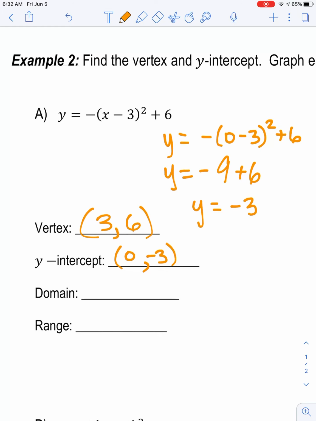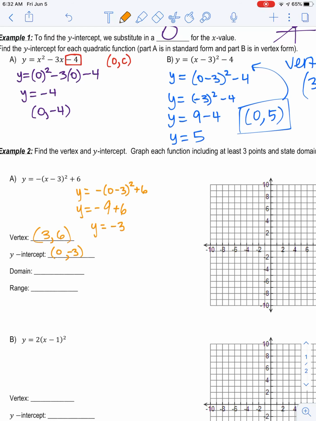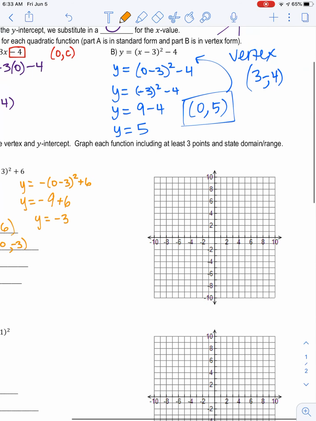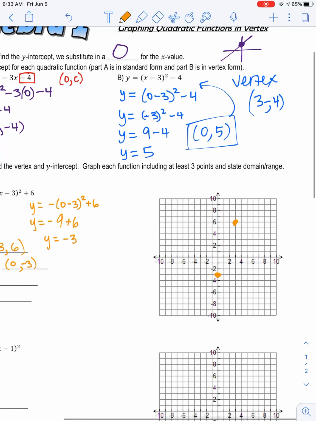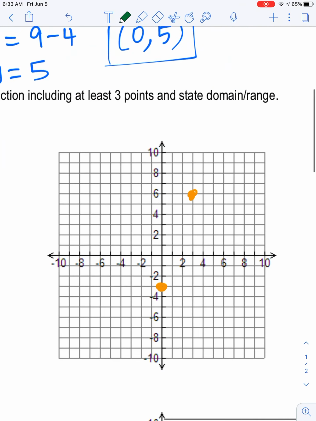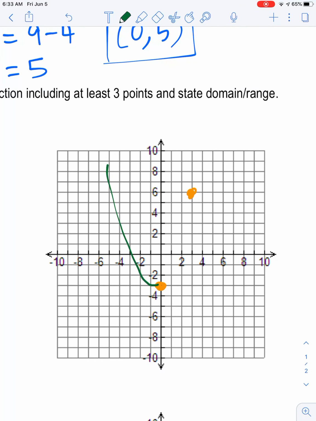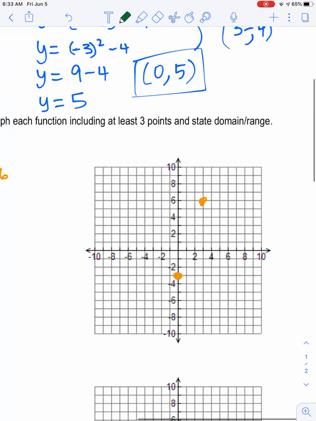All right, now, what you have to be really careful about is if you just go and graph these 2 points, 3, 6, which would go here, and 0, negative 3, which would go down here, there's 2 different ways we could connect these. We could do this, or we could do this. So you have to pay extremely close attention to which one of these was your vertex.